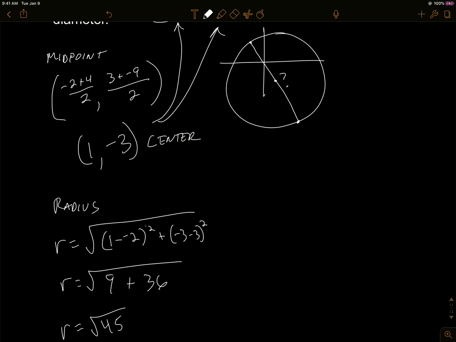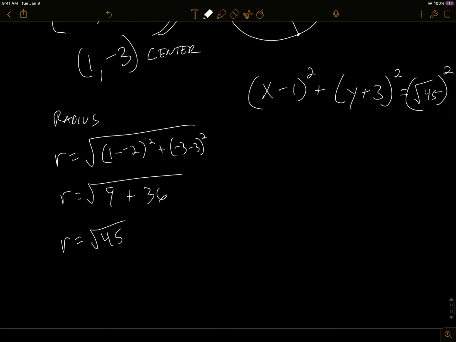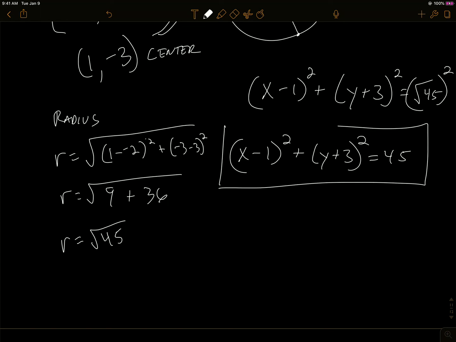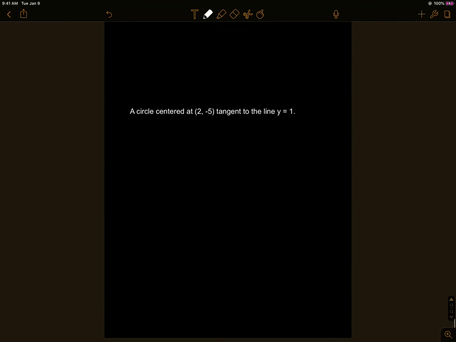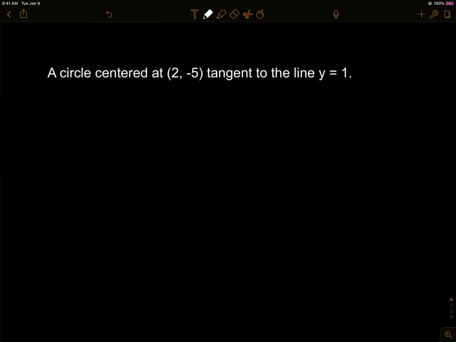So then if I write my equation, the center is x minus 1 squared plus y plus 3 squared equals radius squared. So if I simplify that, I've got x minus 1 squared plus y plus 3 squared equals 45. For a challenge problem, I'm going to ask you to see if you can come up with the equation for the circle given this information. That's your challenge.